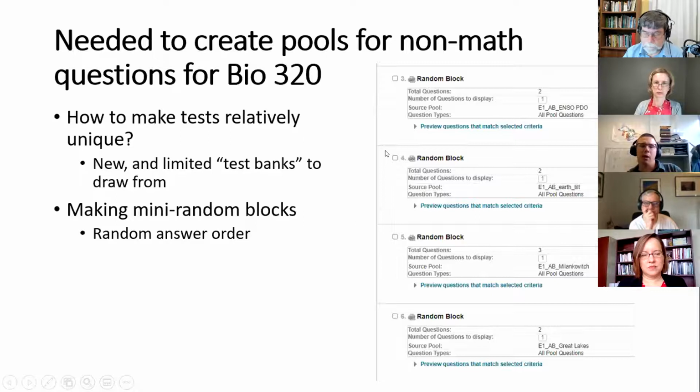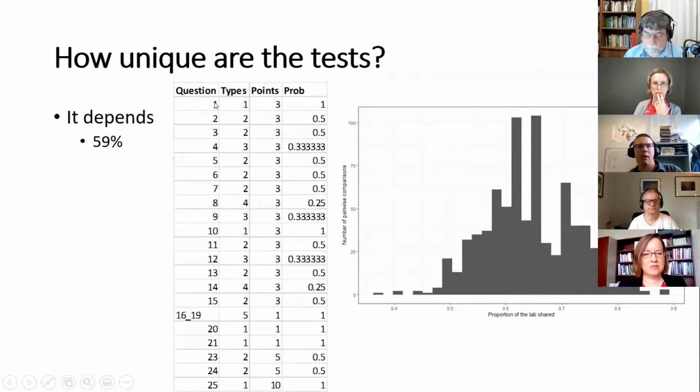And so what I did is I used that idea to make a bunch of random blocks in my Blackboard test, but for each random block, there might be only 2 or 3 questions, right? Then there's a focus on a very specific topic that I wanted to assess them on. And of course, the answers are in a random order, but the students may or may not have that question. And so, how unique are these types of tests? Well, it really depends on the number of sub questions you have for any topic.